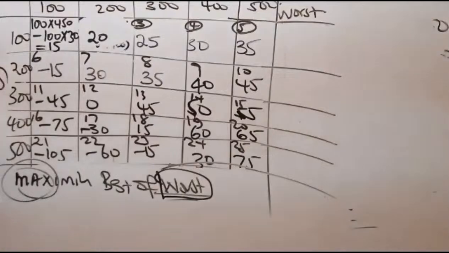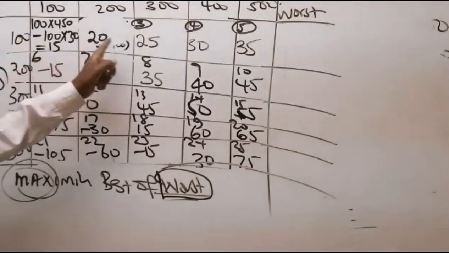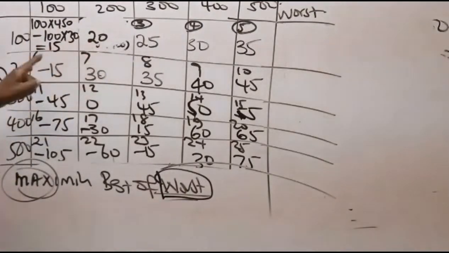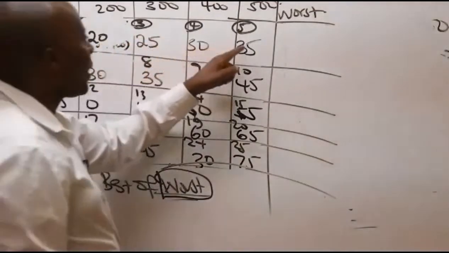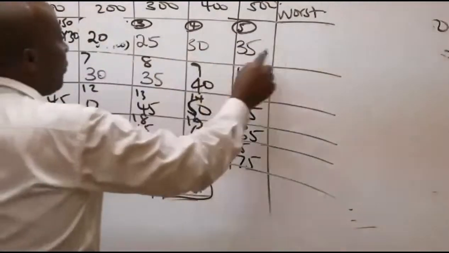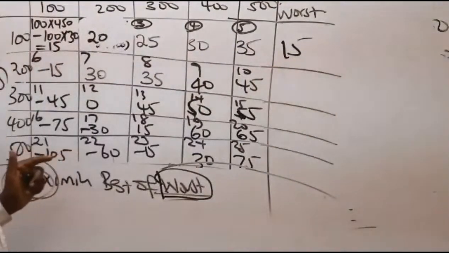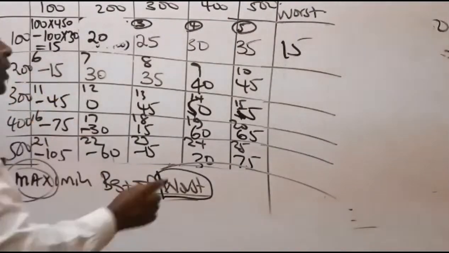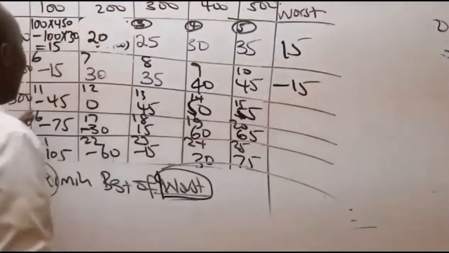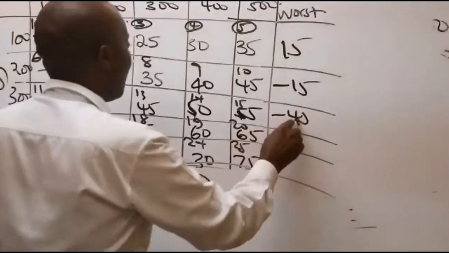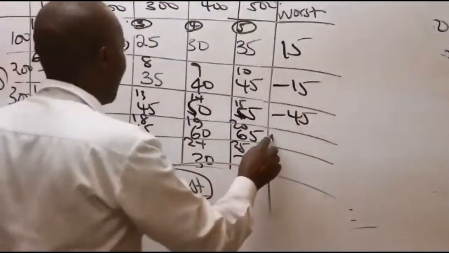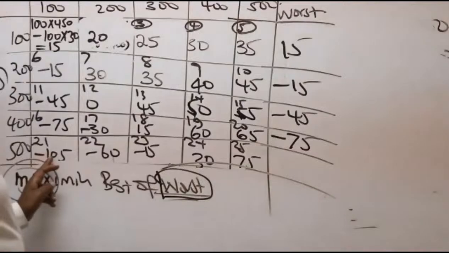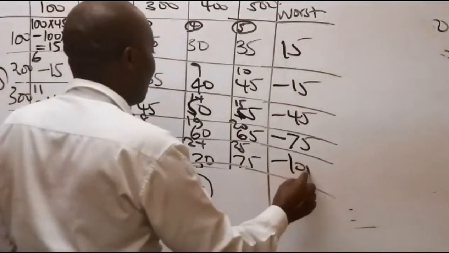For worst, we go to each row, each alternative, and select the worst profit, which will be the lowest profit. The worst profit here is negative 15, the very lowest. Here the very worst is negative 45. The very worst here is negative 75. The very worst here is negative 105, the very lowest.